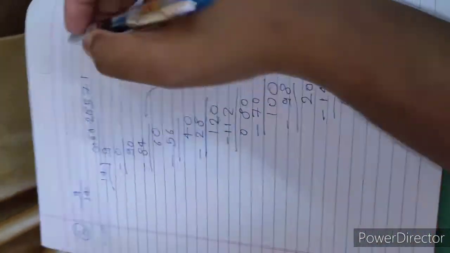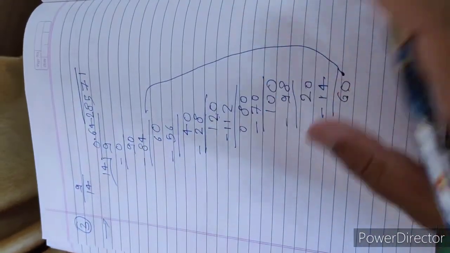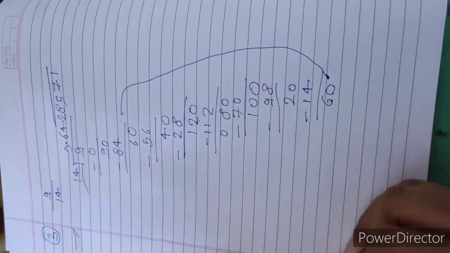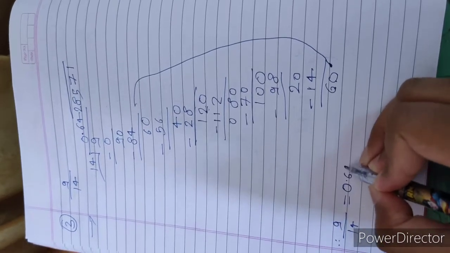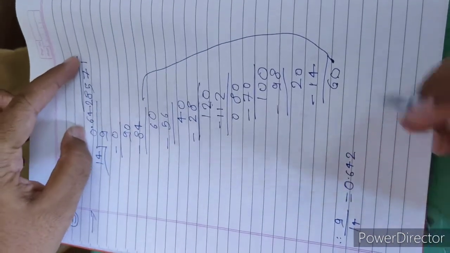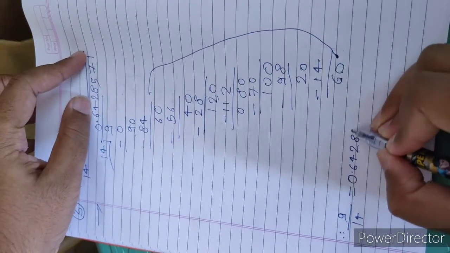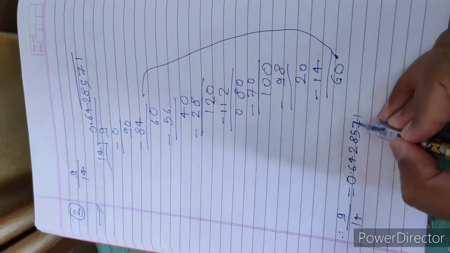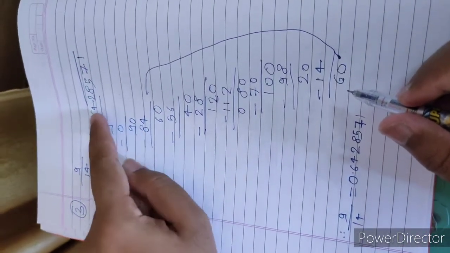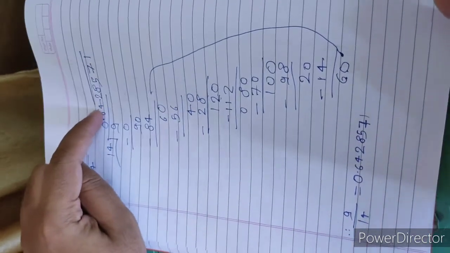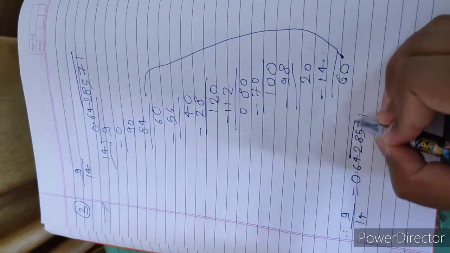So we will write here that this number 42857 continuously goes on repeating. So we will write 9 by 14 is equal to 0.6, then copy 4 2 8 5 7 1 here. And from which point is it repeating? It is repeating from 60 here. 60 is denoted by the 4. So we will place the bar from the 4 to the last one.